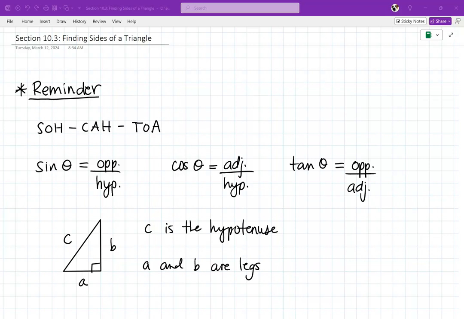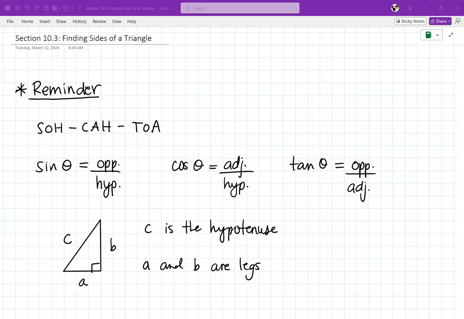Now, again, the reminder that I put up here first, and we're just going to breeze through it, is just what we learned yesterday, right? The definitions for sine, cosine, and tangent: opposite over hypotenuse for sine, adjacent over hypotenuse for cosine, and opposite over adjacent for tangent. And don't forget, the C value is always our hypotenuse. The A and the B's are legs, and those can be in any order. But C has to be the side that doesn't touch the 90-degree angle, okay?